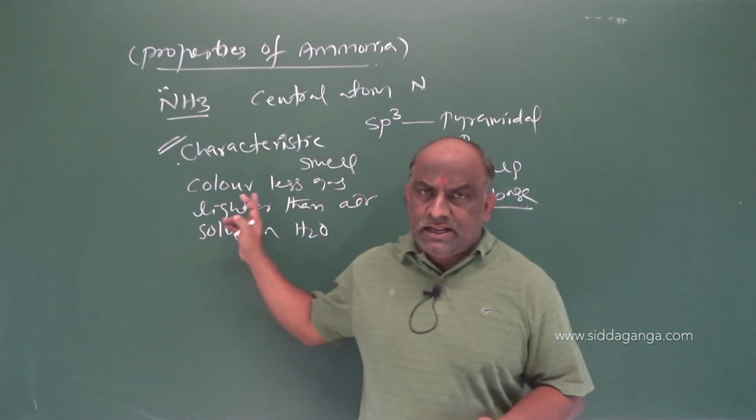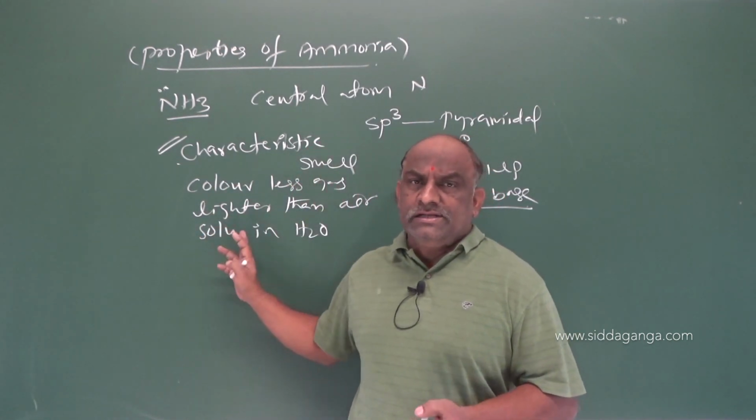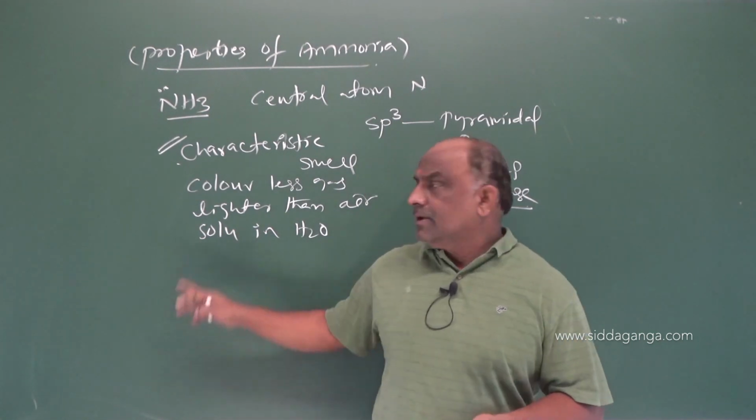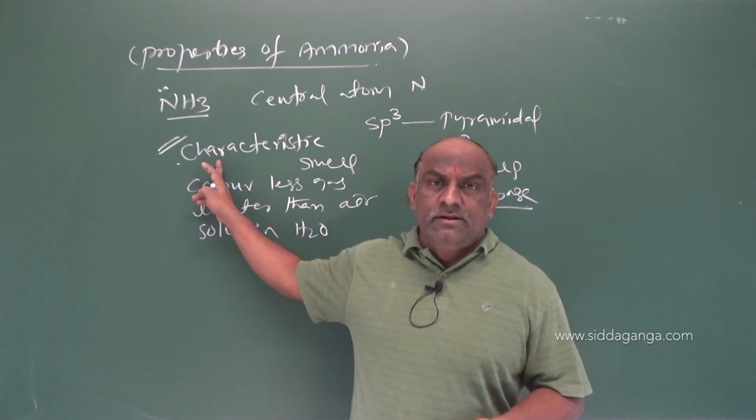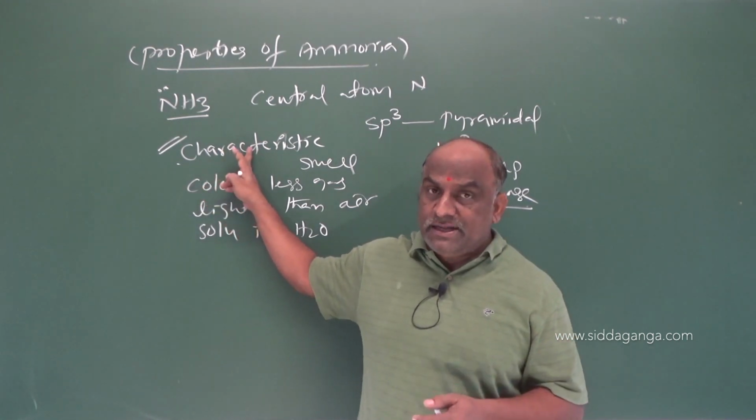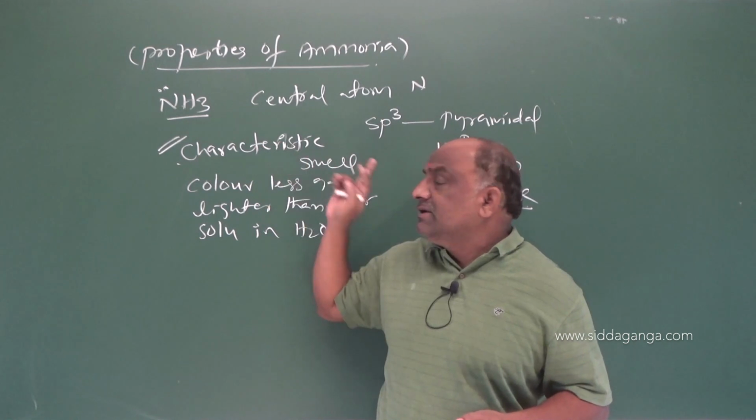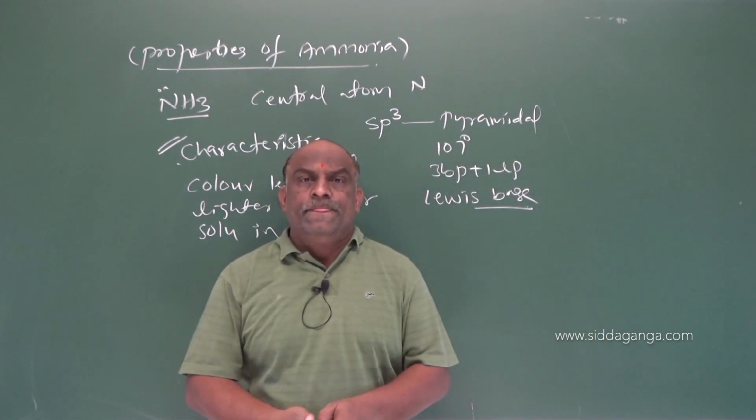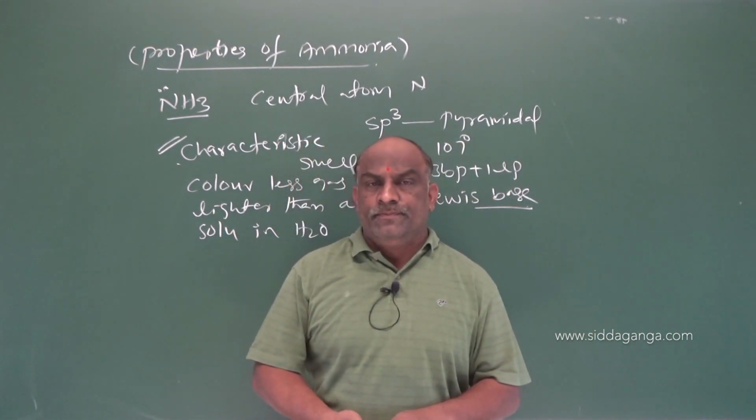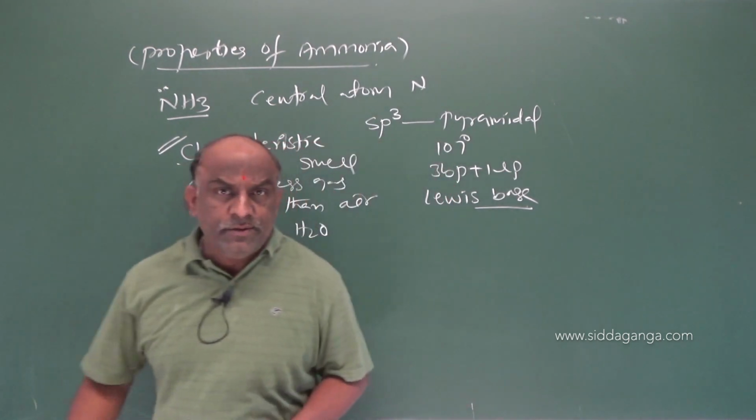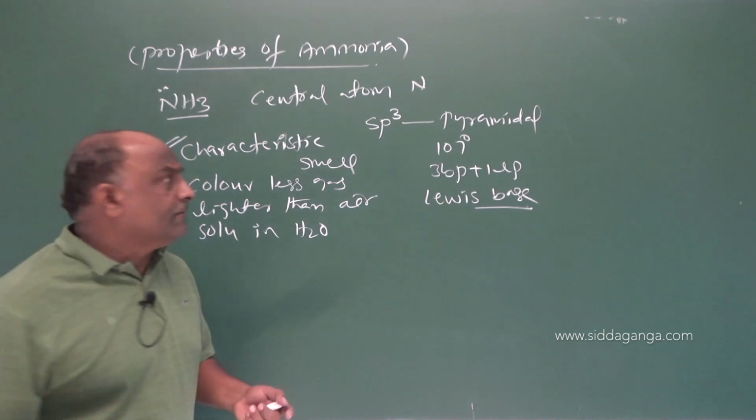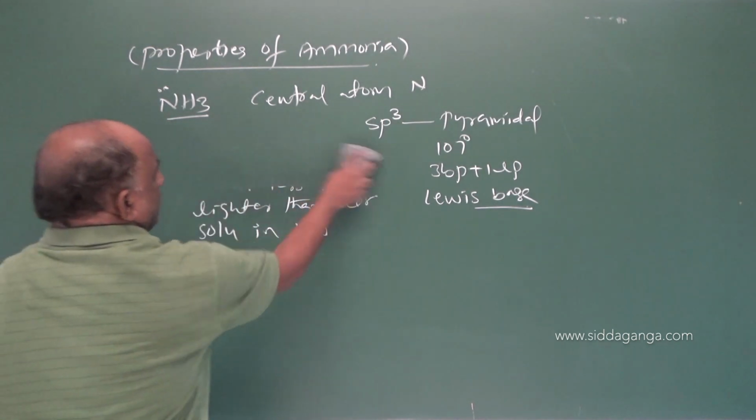Ammonia gas is a colorless gas. Ammonia gas is soluble in water. Ammonia gas is lighter than air, and ammonia gas has a pungent characteristic smell. Characteristic smell means that it is considered a pungent smell. And let us now discuss the chemical properties of ammonia. Very important chemical properties.